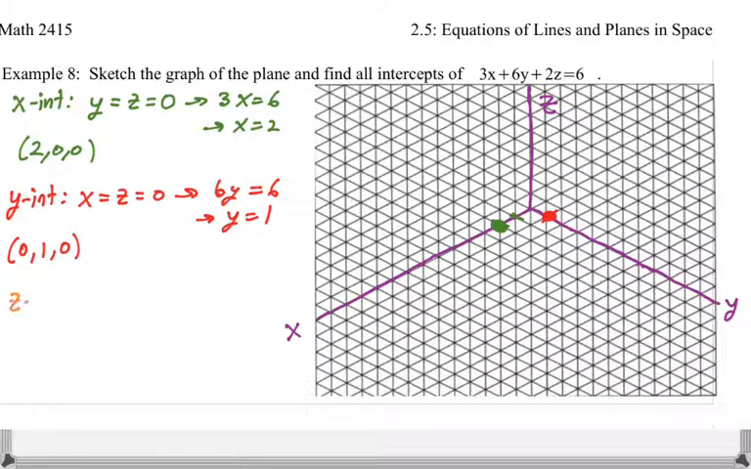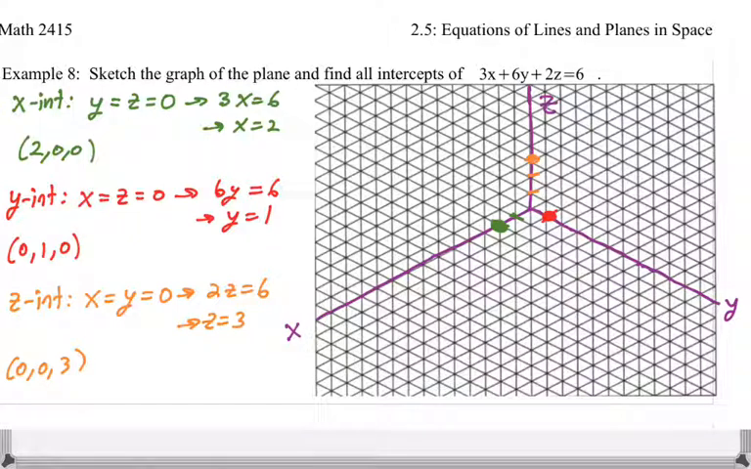And finally, we'll graph the z-intercept. So first we'll find it. If we're looking for the z-intercept, that means both the x and the y are equal to 0. So we're going to have 2z is equal to 6. So z is going to be equal to 3. So then our z-intercept would be (0, 0, 3).